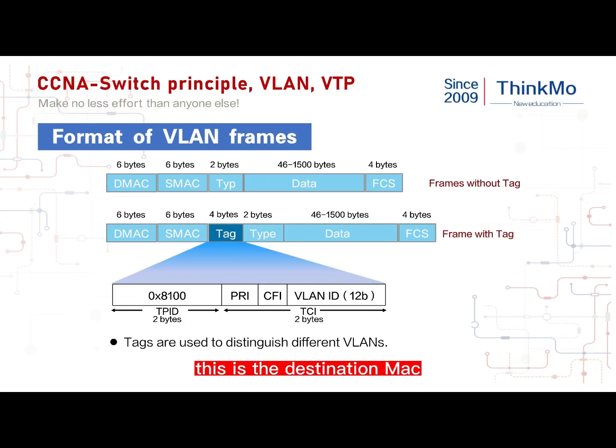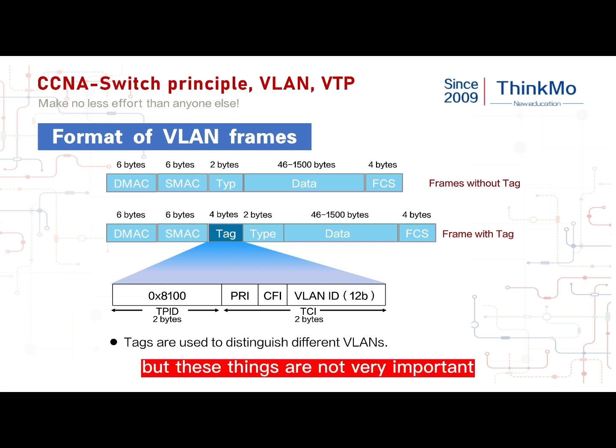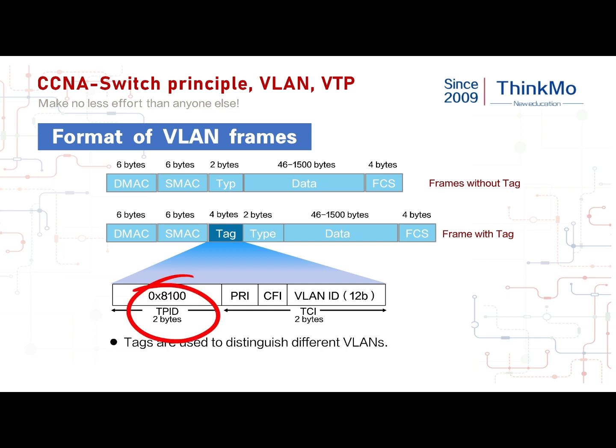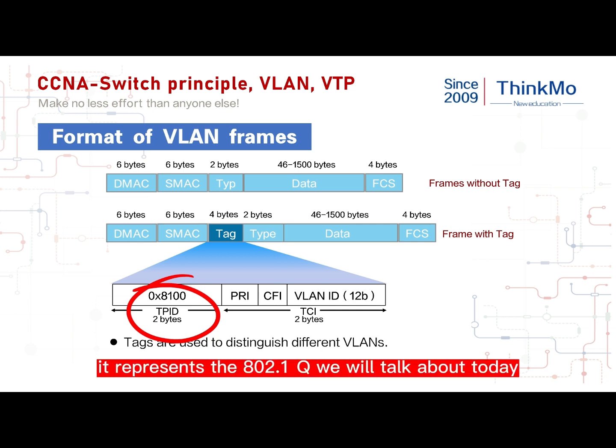This is the destination MAC and source MAC in the second layer. And checksum. Then the overall tag is embedded in the overall data frame. The tag is not just a VLAN ID. It contains a lot. But these things are not very important. First there is a TPID. It represents the 802.1Q we will talk about today.